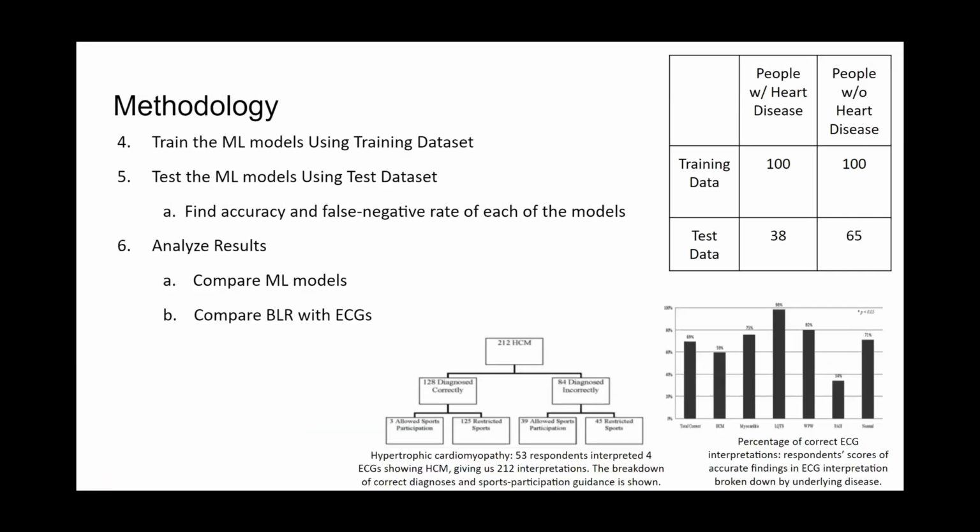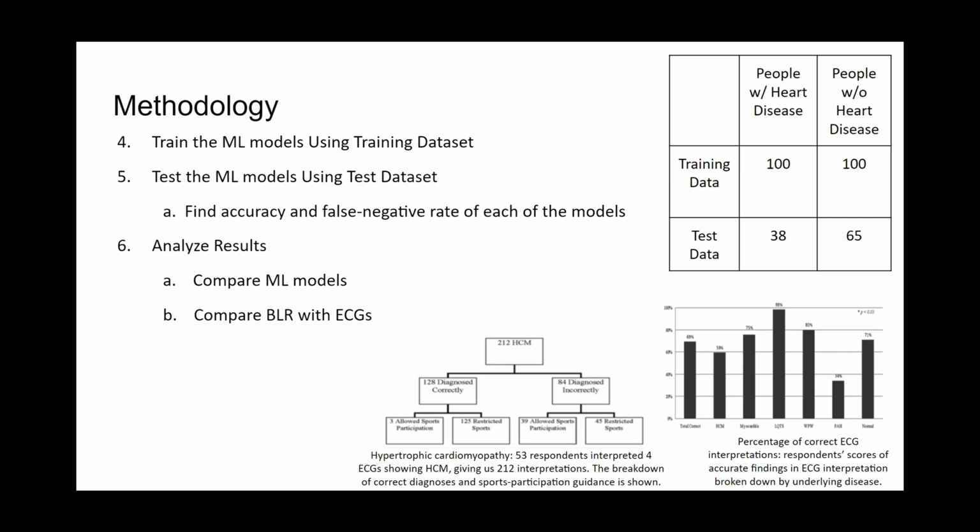After EDA, we trained our ML models using our training dataset. Next, we tested our models using the test dataset to find the accuracy and false negative rate of each model. Finally, after comparing all ML models and finding the BLR model to be the best, we then compared that with ECG data gathered from research journals.